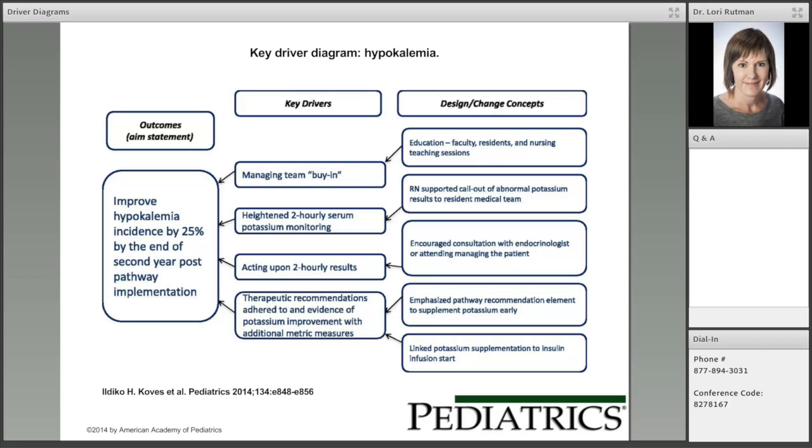And another example here of lumping their key drivers. So they have their key drivers listed, and it's very simple, kind of a shortened version of their design and change concepts. So this probably was not the driver diagram that they were using when they were actually doing their QI work, but they were able to kind of clean it up and hone it down to something that could convey the theory for what they were trying to address and why they thought their interventions were addressing those drivers when they wanted to publish this work and spread it to other institutions.